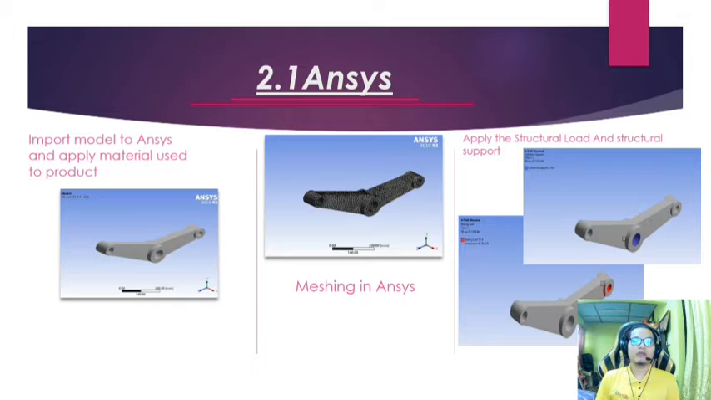Okay, these are the pictures that our team collected in ANSYS. For the first picture on the left, we import the model to ANSYS and apply the material to the product. In the second picture in the middle, we mesh the product, and lastly, we apply the structural load and the structural support to the product.